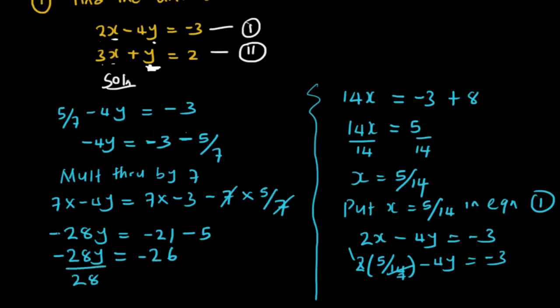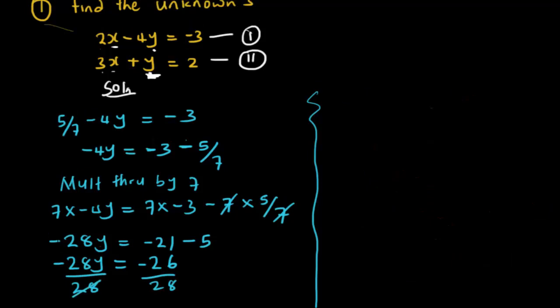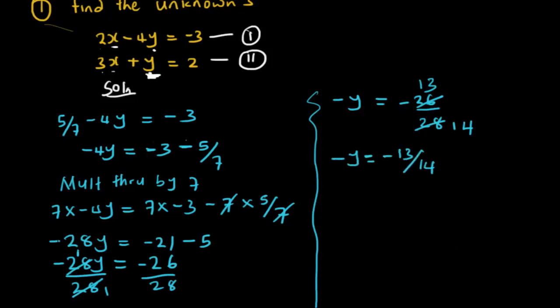Divide both sides by 28. So 28 here becomes 1, 28 here becomes 1. We are left with minus y equals, now I can leave this as minus 26 over 28. Now 2 can go into 26 to give 13, and 2 can go into 28 to give 14. So it means minus y equals minus 13 over 14. But I'm told to find y, not minus y. So I divide both sides by minus 1.